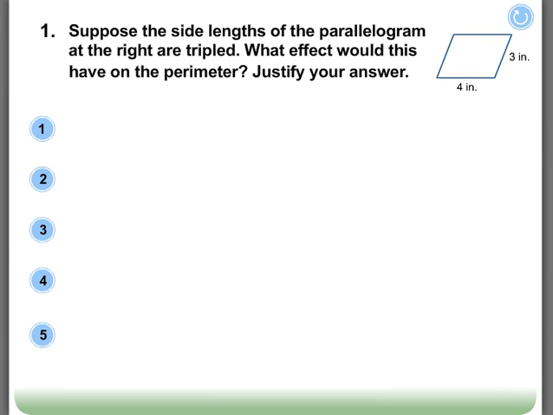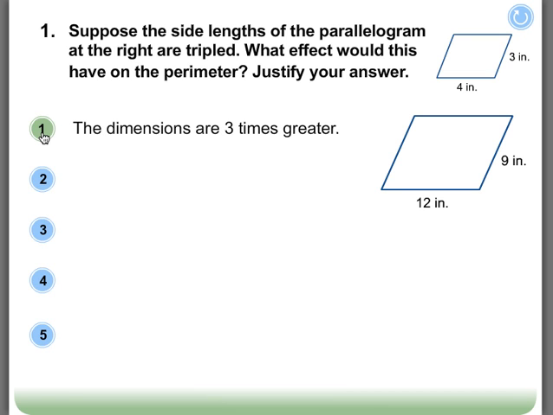Suppose the side lengths of the parallelogram at the right are tripled. What effect would this have on the perimeter? Justify your answer. Okay, the dimensions are 3 times greater. So that means we need to multiply each of the dimensions times 3, 12 and 9, right? Because 4 times 3 is 12 and 3 times 3 is 9. The original perimeter is 14 inches.